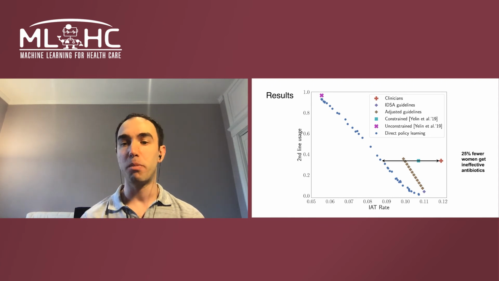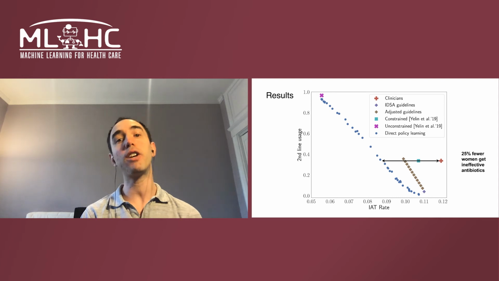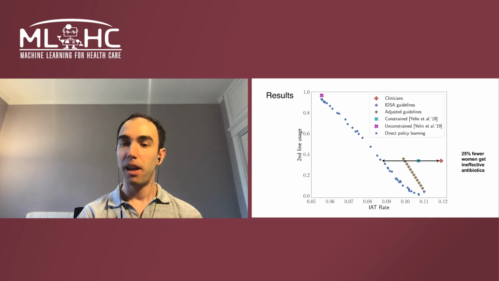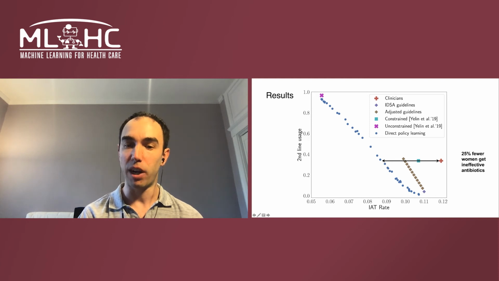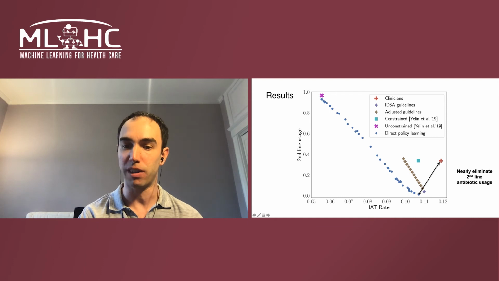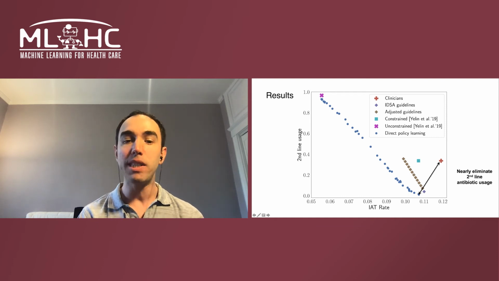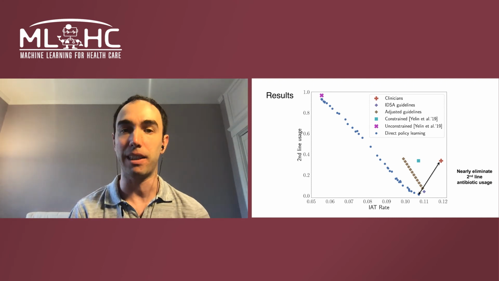Another way to try to interpret the results would be to look at a different choice of that trade-off omega, and to see what would happen if we tried to match the IAT rate as closely as possible between the direct policy and clinicians. That would be choosing this point in the very bottom. And there we see that we both get a substantially smaller IAT rate, and we nearly eliminate second-line antibiotic usage.